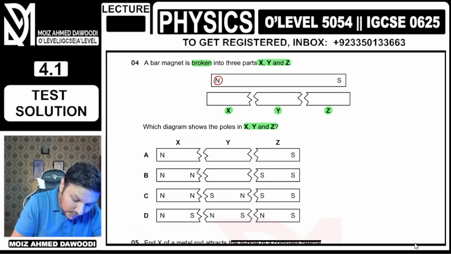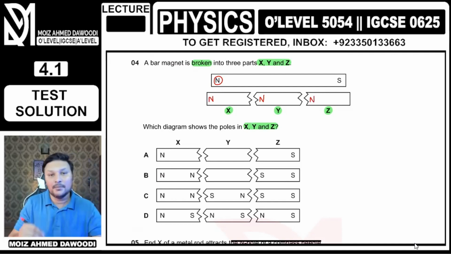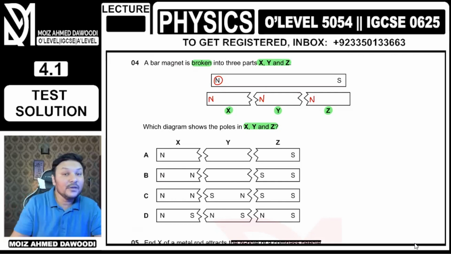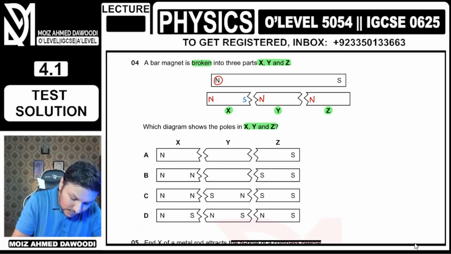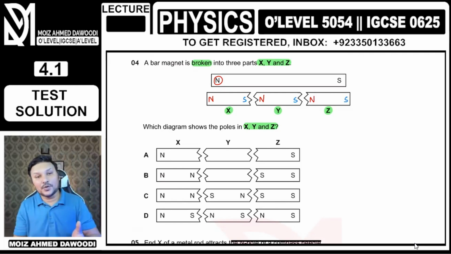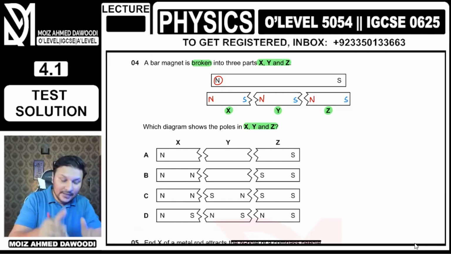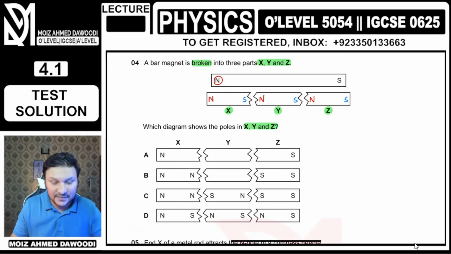North is towards left. So no matter what happens, every part of the bar magnet, or each and every broken piece of the bar magnet, will have north towards left. The south is towards right. Now I'll see the options, and find which option completely fits this definition.